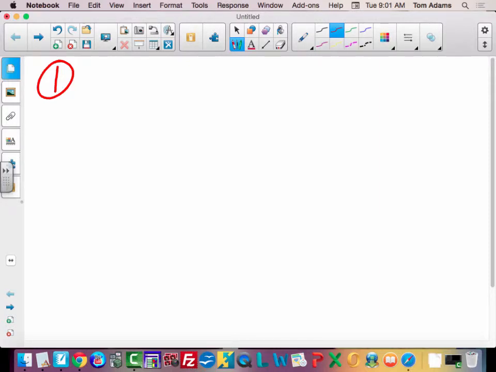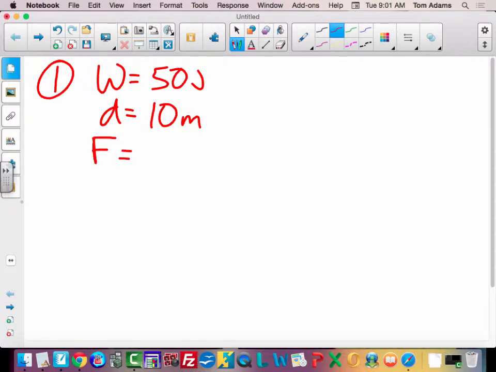Let me write down all the information. They said that they did 50 joules of work. They said that the distance that it was moved, the horizontal distance, was 10 meters. And then they asked us what force they had to apply to make that happen.